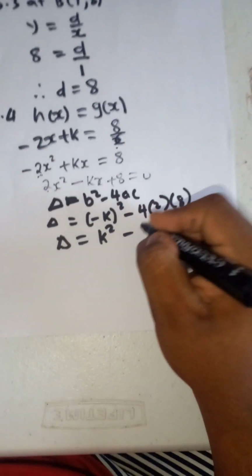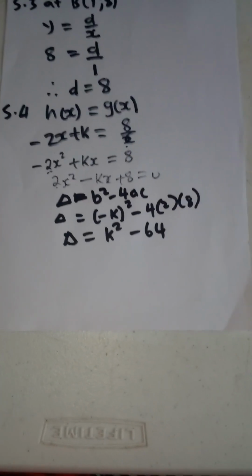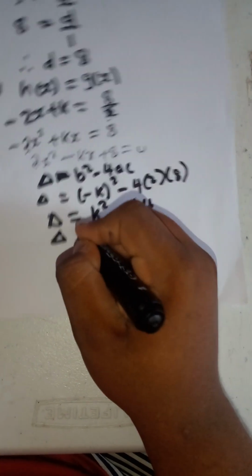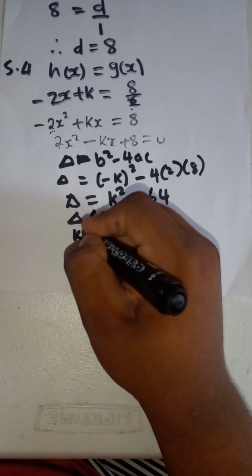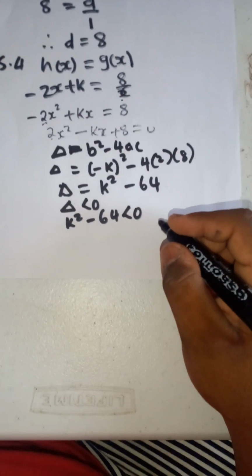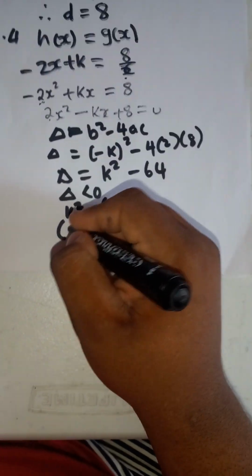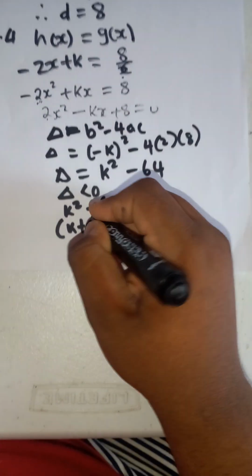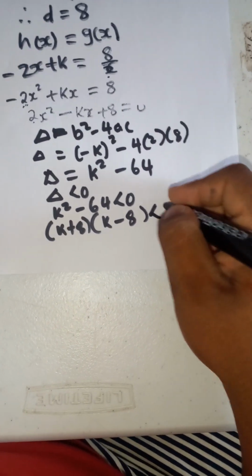which is 64. But they were saying that there must be no intersection. So it basically means the discriminant must be less than 0. That is why we will have k squared minus 64 less than 0. When we do our maths here, difference of two squares, k plus 8, k minus 8, less than 0.